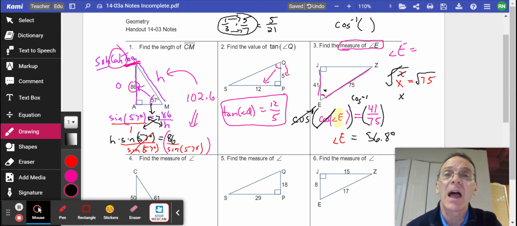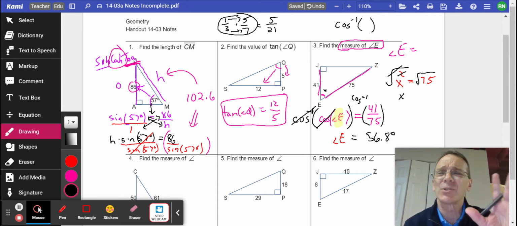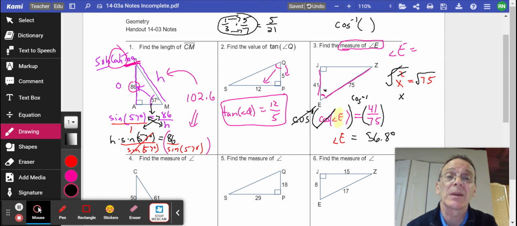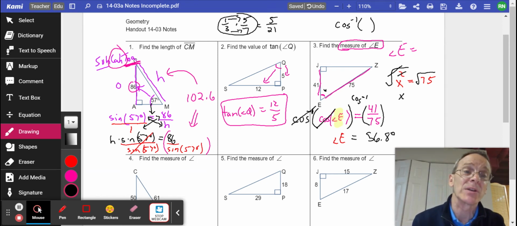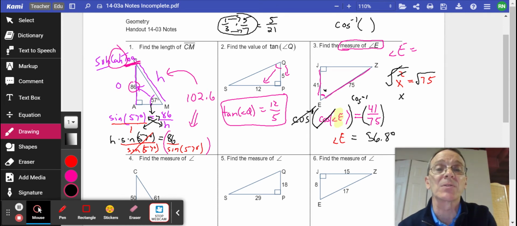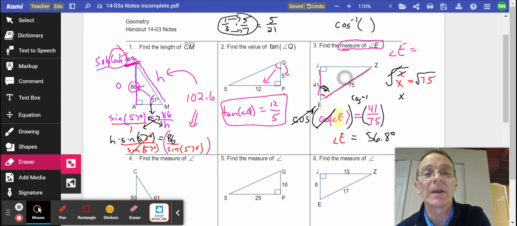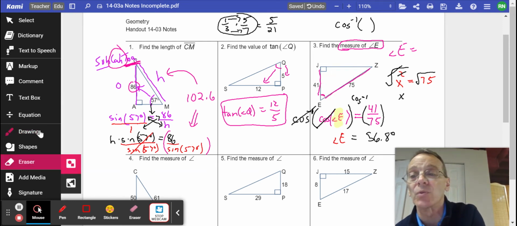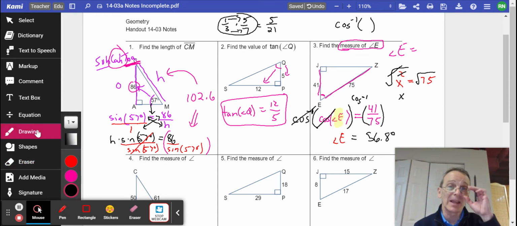Yeah, it does. I promised you in the last lesson or two, I'm going to make the pictures look reasonable. I'm not on purpose going to make angle E look less than 45 degrees, but have the measure actually come out to be more than 45 degrees. From this picture, it certainly looks like E is more than 45 and Z is less than 45. So my intention is not to try to fool you in that regard. 56.8 looks like a pretty good answer.